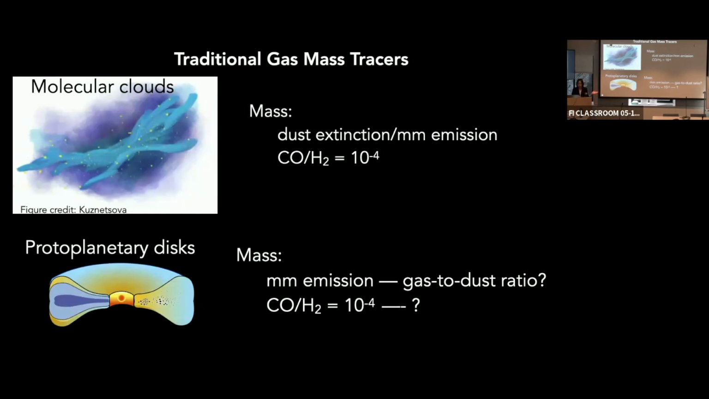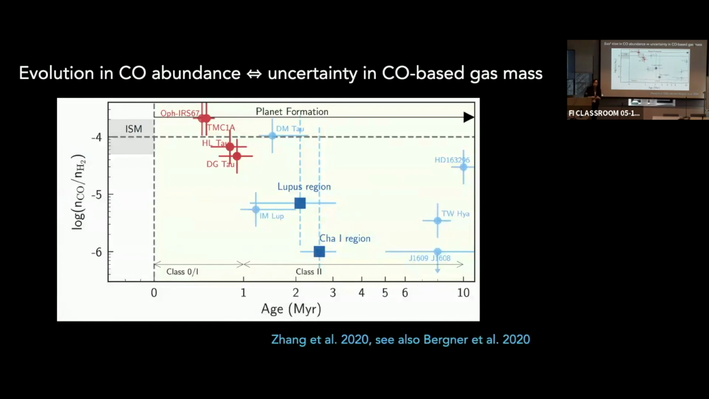But for protoplanetary disks, recent studies have shown the CO to H2 conversion factor has a large uncertainty. This shows that for the youngest regions, less than 1 million years, the CO to H2 ratio is probably still the interstellar medium level, 10 to the minus 4. But when you move to 1 million year or older disks, there is a pretty wide range of possible CO to H2 abundance ratios. Particularly, you can see those regions have 2 orders of magnitude uncertainties. So if you just measure CO, your gas mass estimate will also have 2 orders of magnitude uncertainty. So the question is, how can we improve this accuracy?